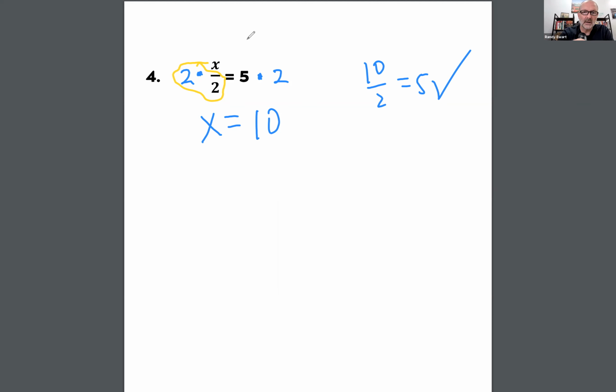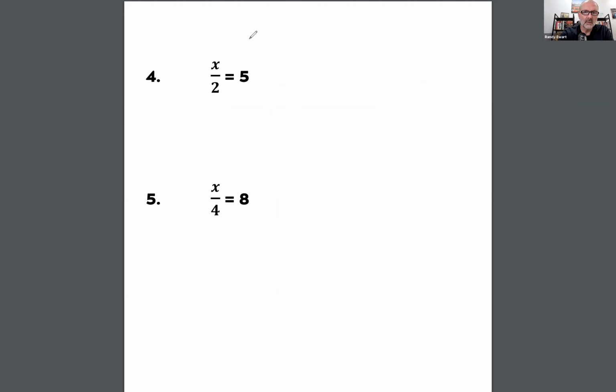Let's try a different problem. It's divide by 4. So I'm going to multiply by 4, both sides. 4 divided by 4 is 1. 1 times x is x. And then on the other side, 8 times 4 is 32.